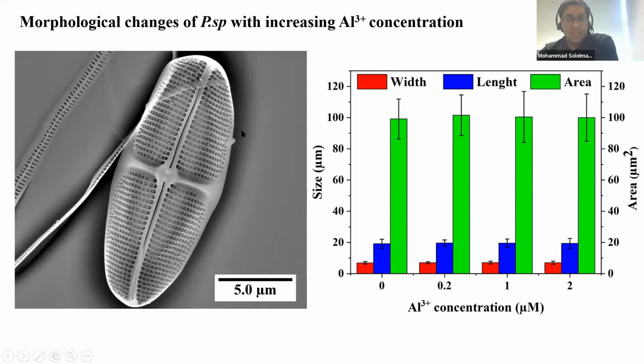For this species, we track the different morphological features to see the effect of aluminium on the different morphological parameters of this organism. We found out that the length, the width, and the area of the valve of this organism don't change by changing the concentration of aluminium from 0 to 2 micromolar. 2 micromolar is the highest concentration of aluminium that we use for growing these organisms. And all of these concentrations are found in nature, and we try to be really close to the concentration of aluminium which we can find in different regions in nature.